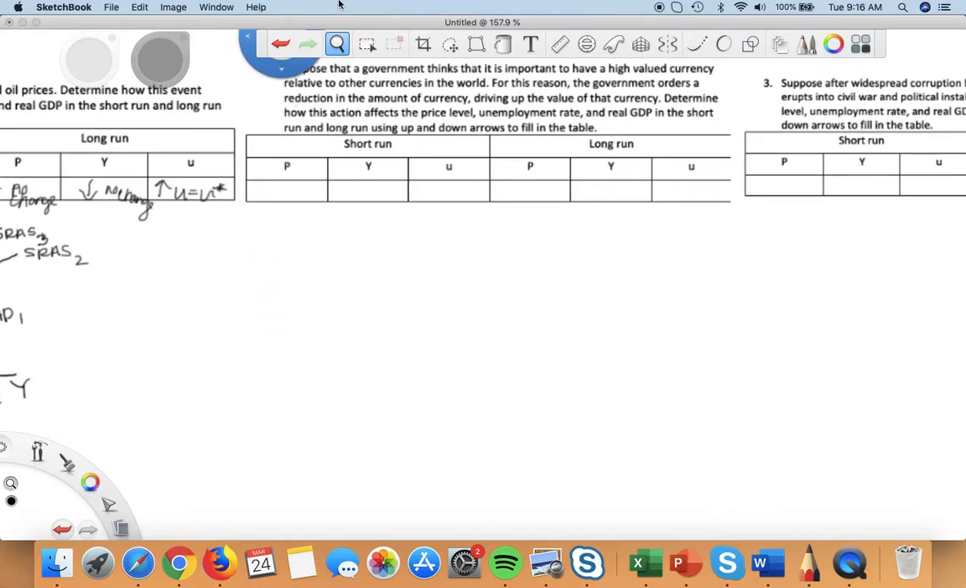So this problem says, suppose that a government thinks that it's important to have a high-valued currency relative to other currencies of the world. For this reason, the government orders a reduction in the amount of currency, driving up the value of that currency. Determine how this action affects price level, unemployment, and real GDP. Those are these variables in the short run and the long run. So step one, draw your long run equilibrium.